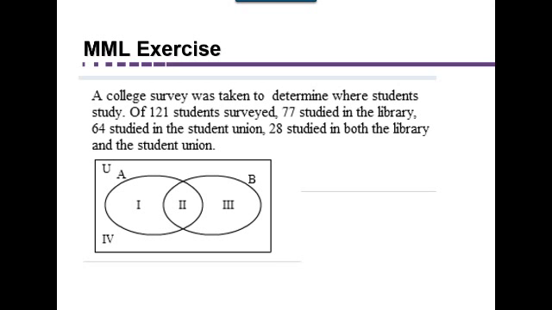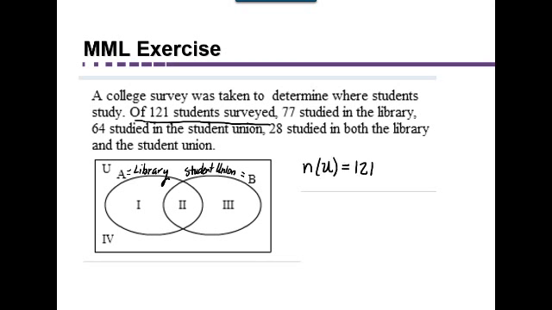Okay, so right here I have set up your typical two-set Venn diagram. A is the circle on the left, B is the circle on the right. Let's say that A is the students who responded that they study in the library, and B represents the student union. Then we have 4 regions here, 1, 2, 3, and 4, and then we have U. U is going to represent all of the students surveyed. So you'll notice that the first thing they tell us is that 121 students are surveyed. That's the cardinality of the universal set U.